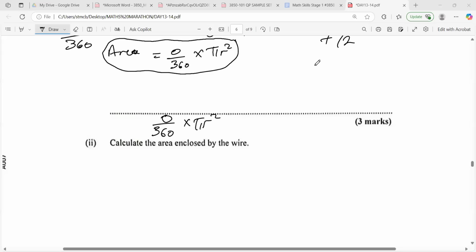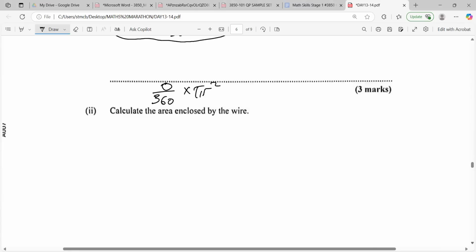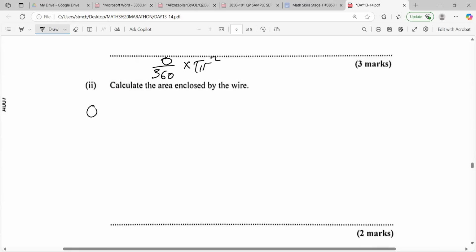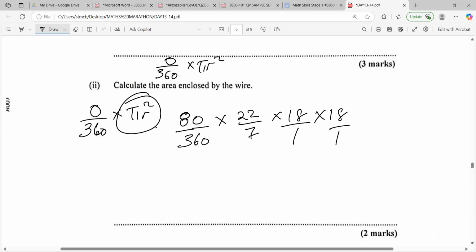Let's say calculate the area enclosed by the wire, which is the sector. And it says it forms a sector, right? When they say enclosed, it's the area of it. So if it's a sector, we're not going to use the entire circle formula. It's the angle created over 360 times pi r squared. Remember, pi r squared would be the entire circle, but we only want this fraction. Now they gave us the angle to be 79, so I round it up to 80, much easier to use, times pi, which they gave us as 22 over 7, times the radius. So all we have to do is multiply 80 by 22 by 18 by 18.